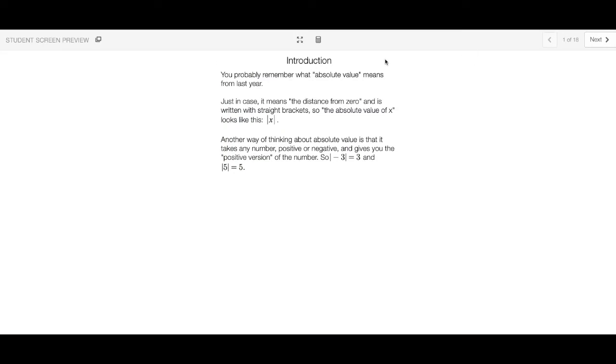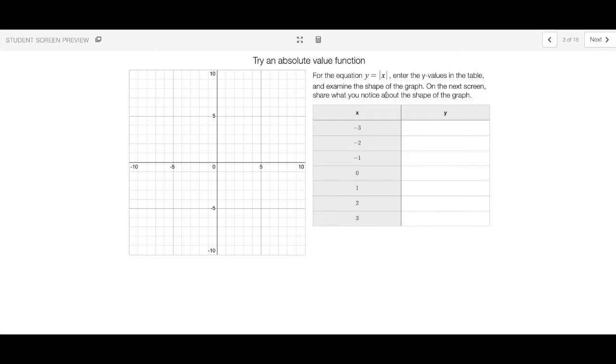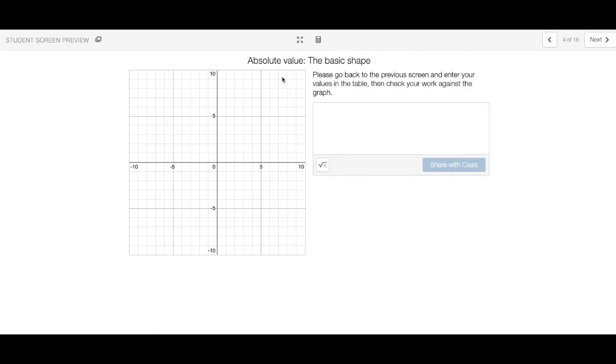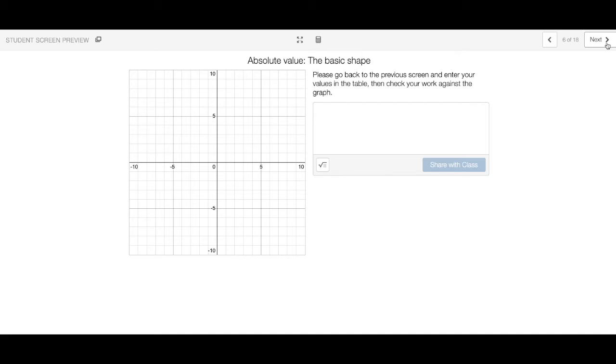So you're going to start by reading the introduction. You're then going to fill out a table. You're going to try your first function by using this function here, filling out the table, and it will automatically graph here. Like that point. I don't think that's right. You'll then see the shape of the graph here and have to analyze why it looks the way that it does. You'll try another equation. Notice the negative here. You'll do the same thing. You'll analyze why you think it looks the way that it does.